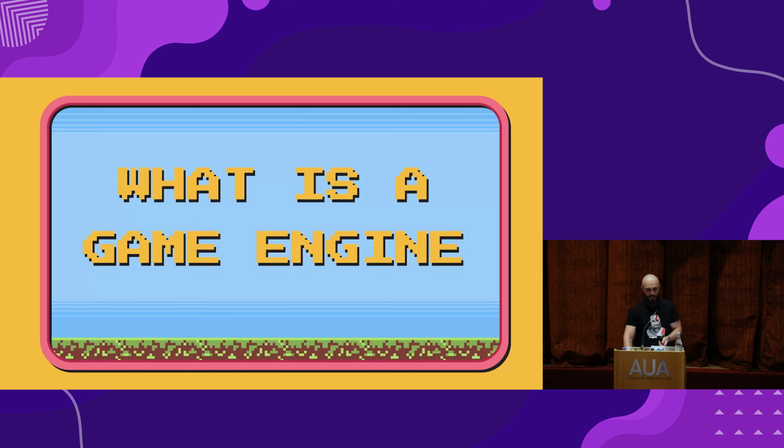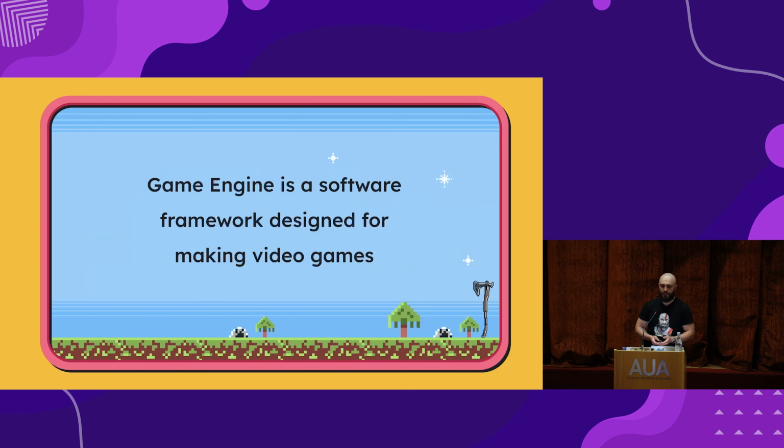So what is a game engine? A game engine is a software framework designed for making video games. They relieve us from having to implement routine tasks such as decoding key presses, sprite drawing, and etc. And in order to implement all these things, they must implement all this functionality, or they must include some relevant libraries. And two of the most famous game engines are Unity and Unreal Engine.